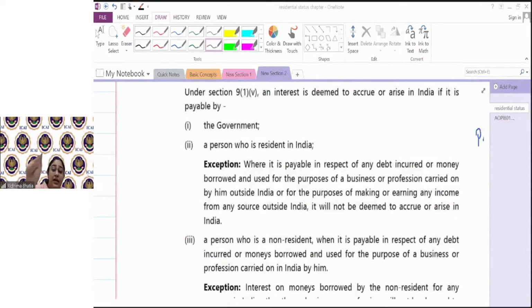But whether that interest would be taxable in your hand, the answer is no, because when the interest is paid by non-resident to another non-resident, you have to see whether that loan was used to generate business income in India or not. Simple.